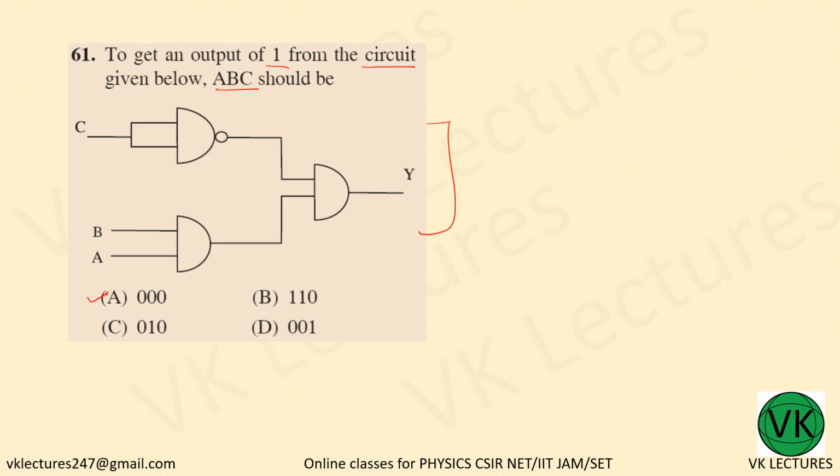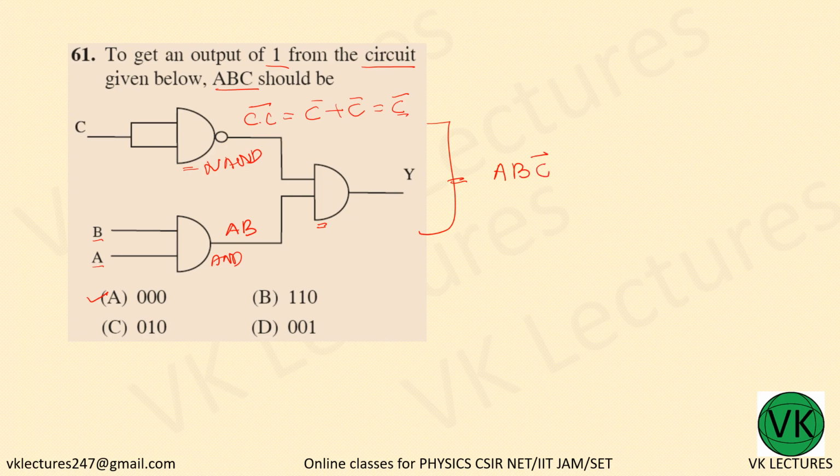So this is C and output will be C dot C bar. Using De Morgan's theorem, we get C bar plus C bar, that is nothing but C bar. Now this is A and B, so product will be AB. Now this is again an AND gate, so this is NAND gate, this is AND gate. Again you have AND gate here, so Y will be equal to the product of this C bar and AB, so ABC bar.